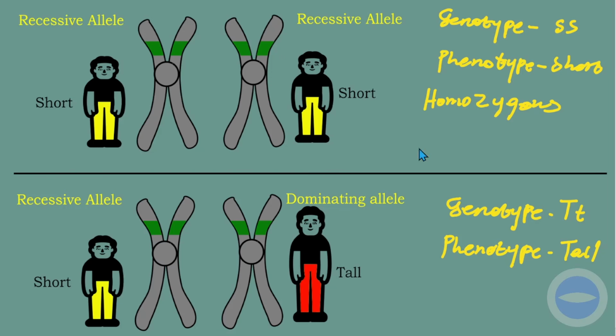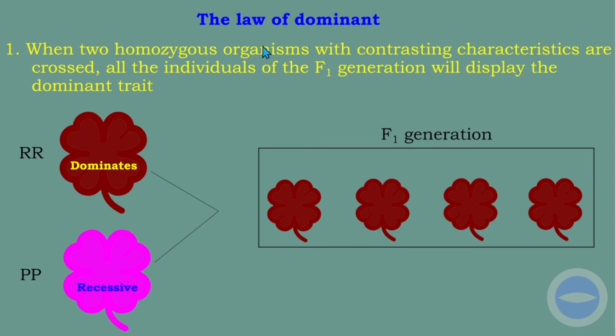And then is it homozygous or heterozygous? So this one is heterozygous because they are two different alleles. So it's heterozygous. So you can see the difference here. One is homozygous, one is heterozygous. So next we go to the law of dominance.